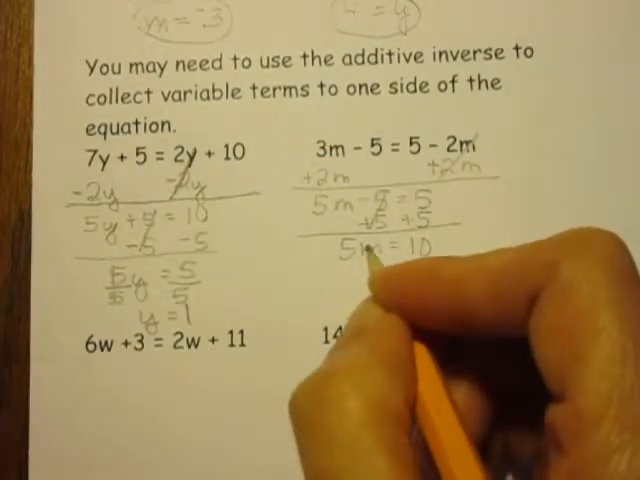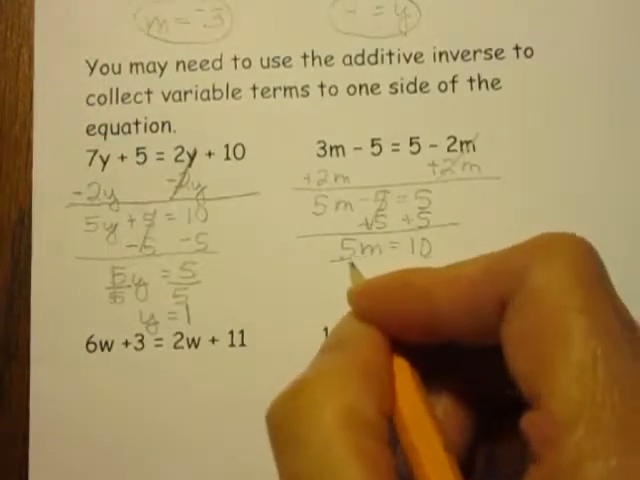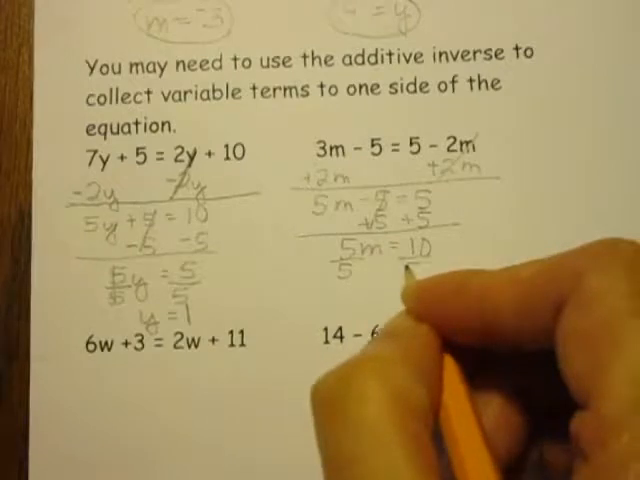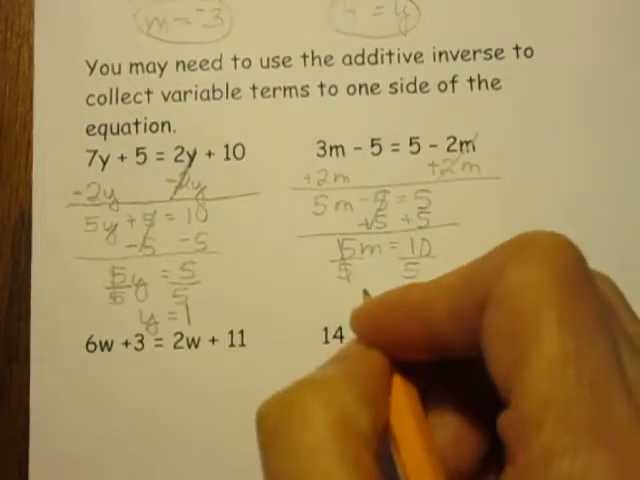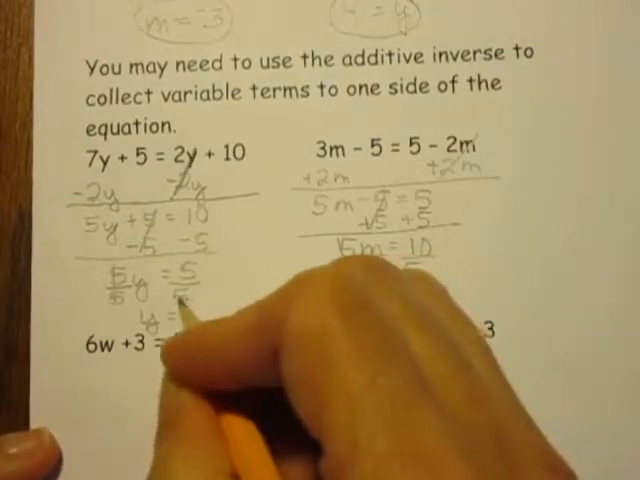Now I need to divide each side by 5 because this is saying 5 times m. We undo that multiplication with division. So I'll divide by 5. So m will be equal to 2.